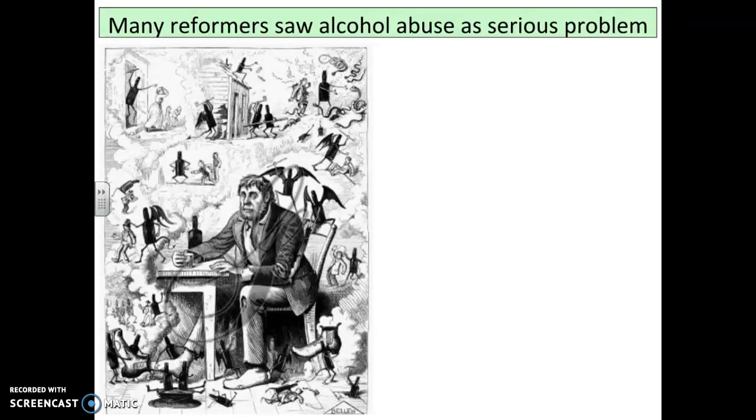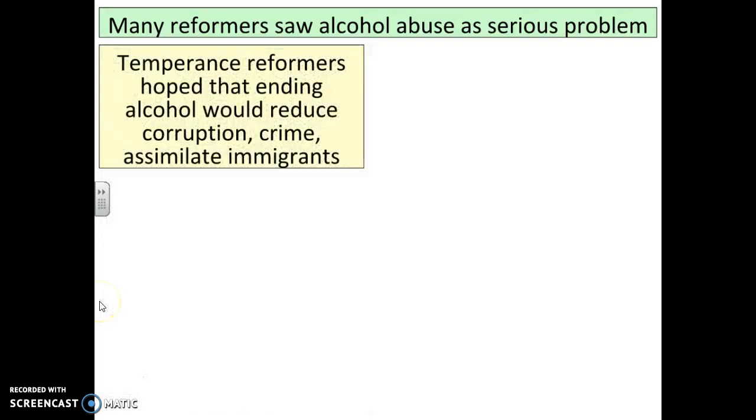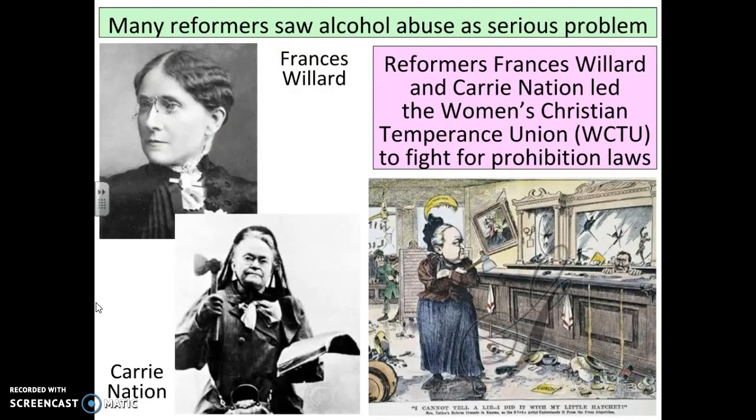So this saloon lifestyle was seen as very dangerous, and there was a huge temperance movement as a way to try to reduce that. The women who were part of the temperance movement believed that alcohol was the reason for high crime rates and high corruption rates. It also made it difficult for immigrants to assimilate because they were drinking all the time. So the reform movement, led by Carrie Nation and Frances Willard of the Women's Christian Temperance Union, was meant to fight alcohol and push for prohibition laws.